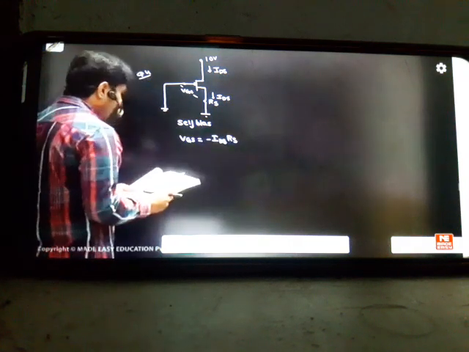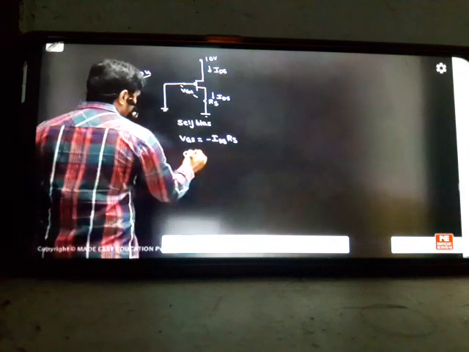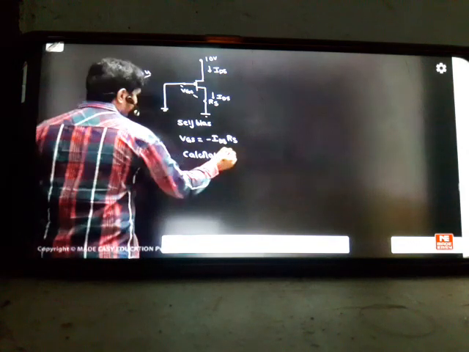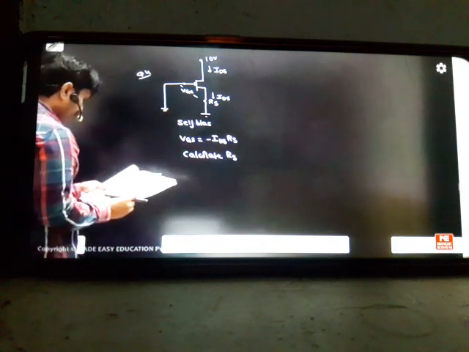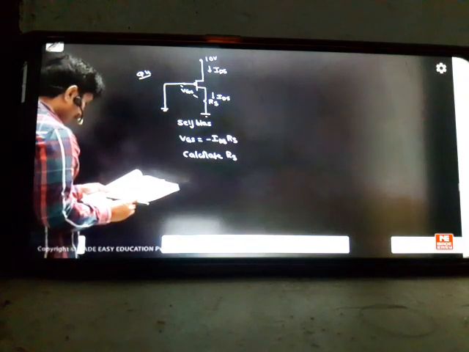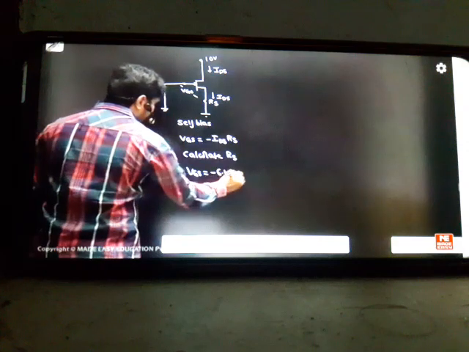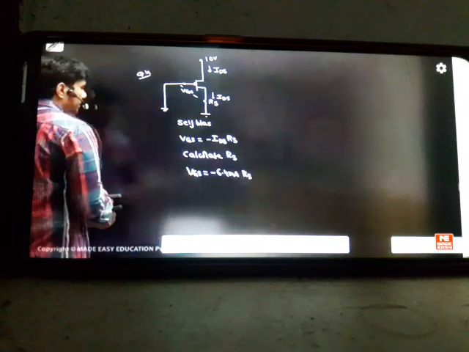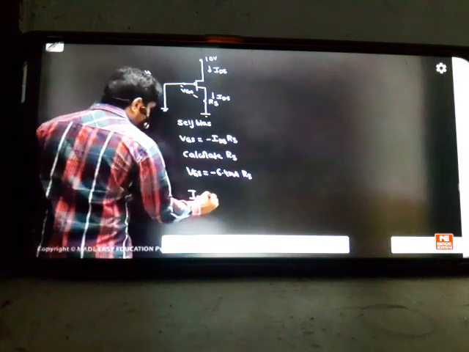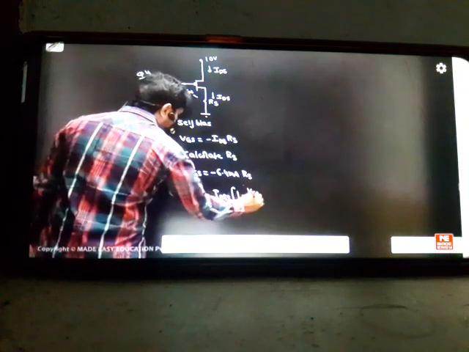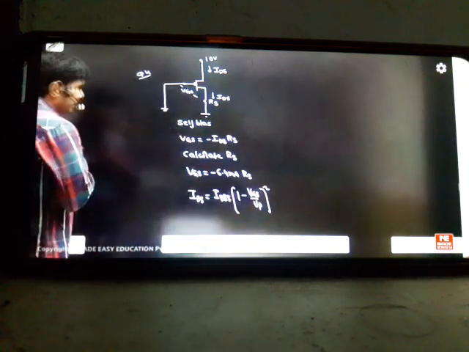In the problem, RS is being asked again. If you want RS, you need VGS and IDS. IDS is given as 6.4 milliamps directly. So VGS you can write as minus 6.4 milliamperes into RS. Only thing is VGS is unknown. So we're going to find it with this formula, IDS equals IDSS into (1 minus VGS divided by VP) whole square. With the help of this, you solve the VGS value.